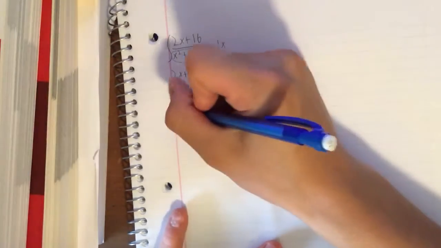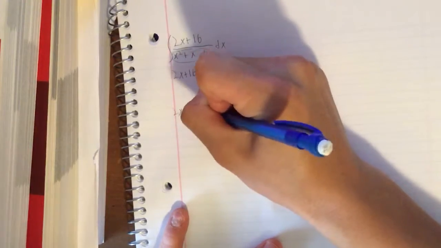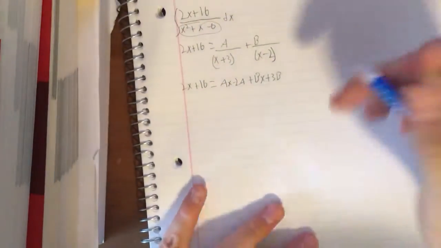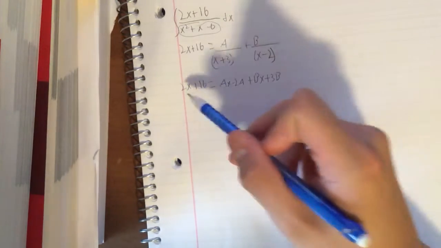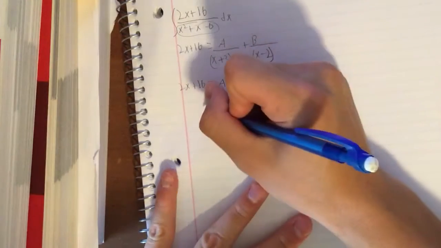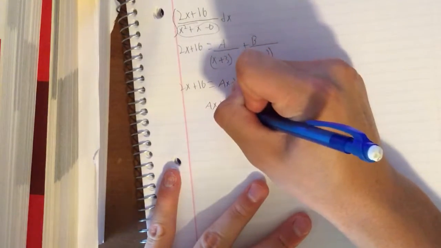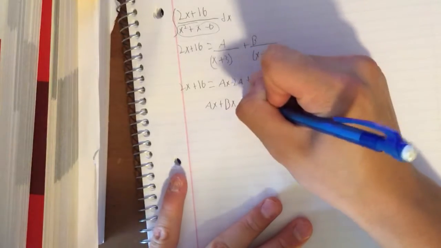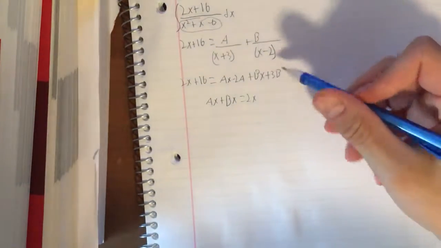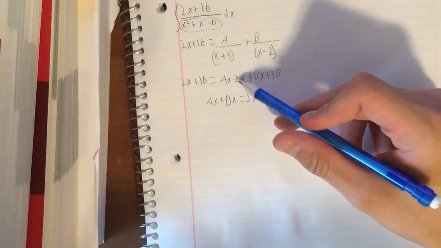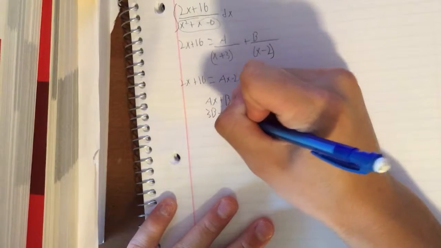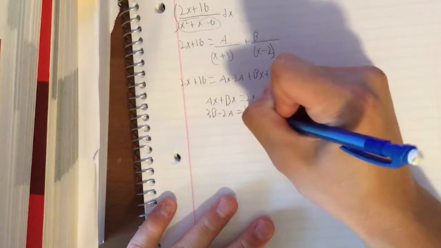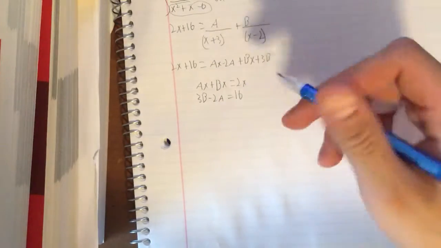And this is still all equal to 2x plus 16. So from here, the x's on this side are equal to the x's on this side. So what we can do is we can go ax plus bx equals 2x. And that also goes the same for just the standard number, so negative 2a plus 3b equals 16. From here, we're just going to do some factoring and find out what one term is equal to.